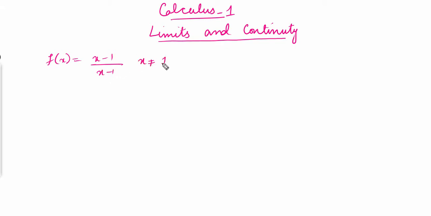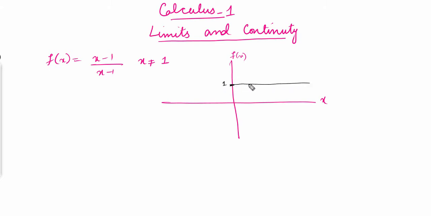not equal to 1. So let me just make its graph, and then I'll show you how I can explain its limit. So the graph of this function will look like this. Here's the x-axis, and we have the y-axis over here. This is f of x. I can write it over here. So I'll just draw the graph of this function. That will be a horizontal line at f of x equals 1, like this.